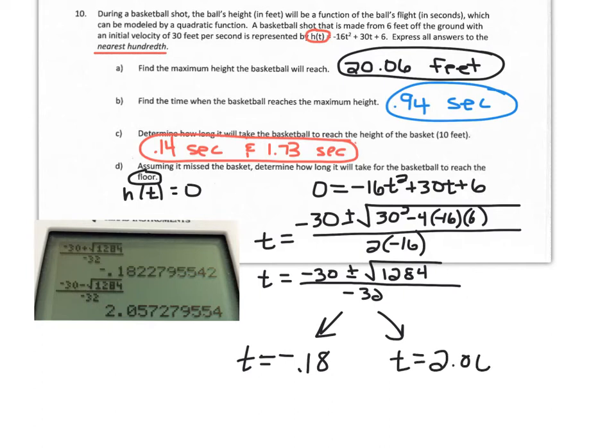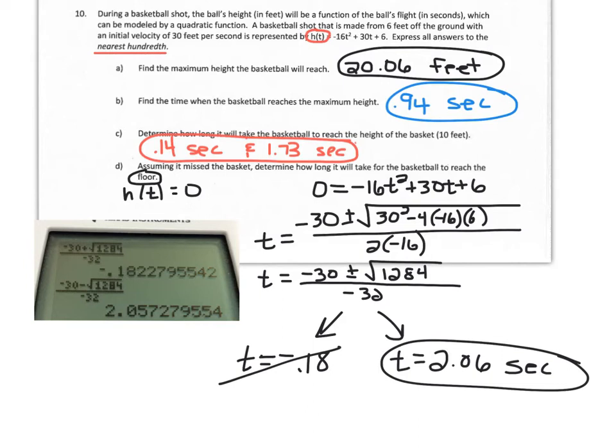Now let's think about this logically. t is representing time. Time cannot be negative. You can't have negative time. So I'm going to cross this one off. And before I circle this one, I'm going to put my units. My units would be seconds. It would take 2.06 seconds for the basketball to reach the floor.